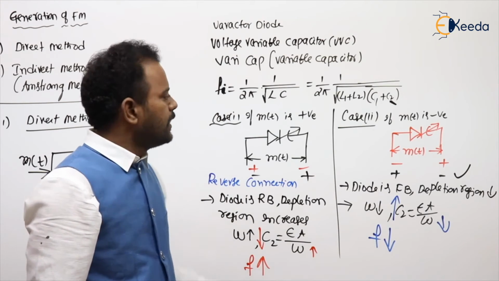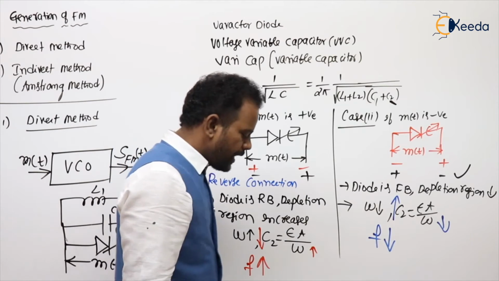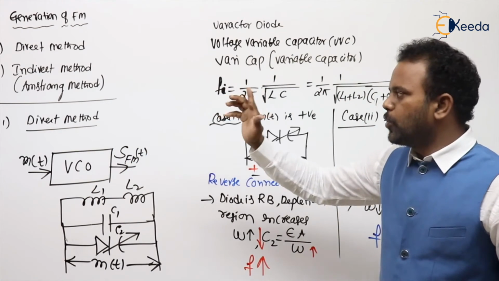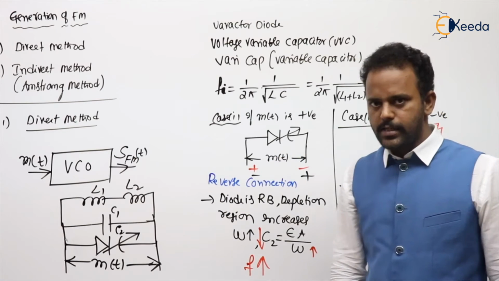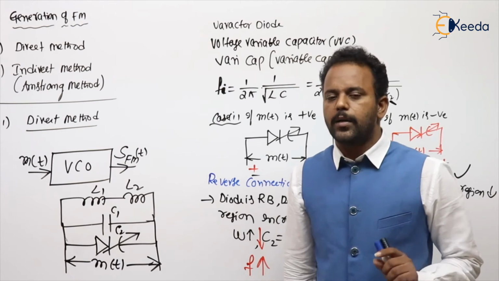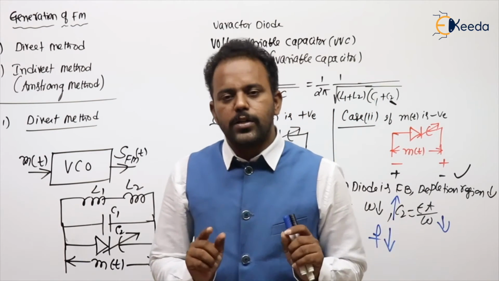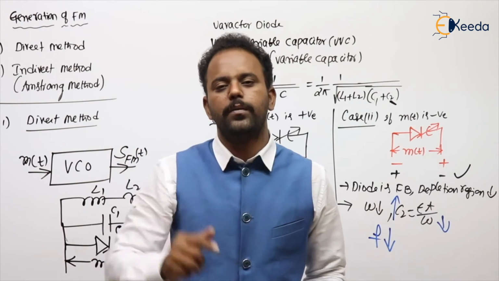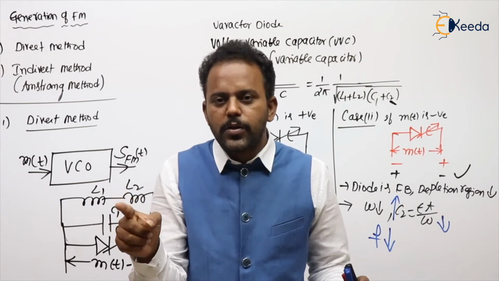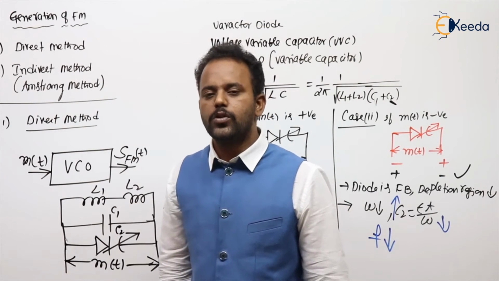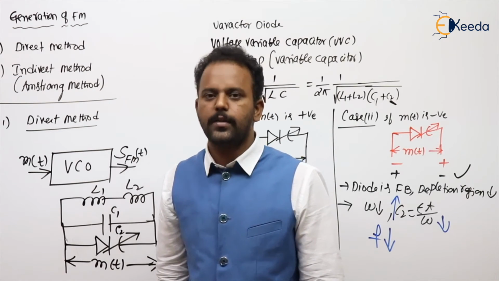Yeah. This is about the direct method of FM generation. So for FM generation, there are two methods. The direct method we already discussed. The two objective questions they will ask from the direct method are: VCO is used in the direct method of FM, and the varactor diode we are using in the direct method generation of FM. Those are the two objective questions they will ask.